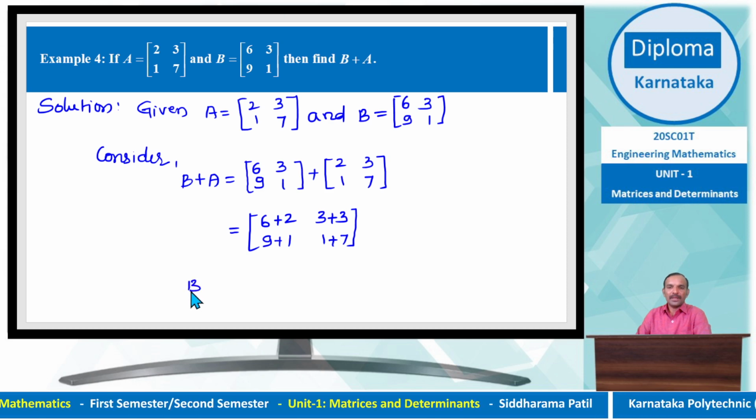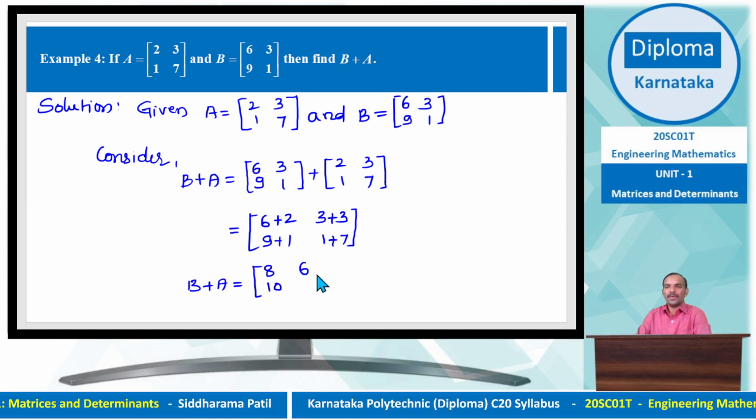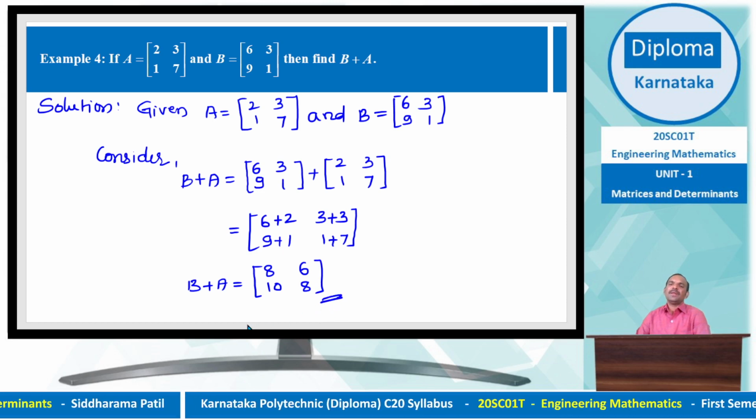B plus A is equal to, what is 6 plus 2? 8, 3 plus 3 is 6, 9 plus 1 is 10, 1 plus 7 is 8. This is the answer for B plus A, matrix B plus A.